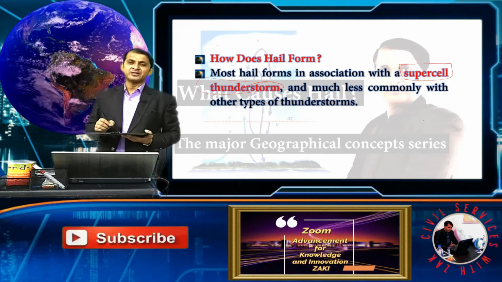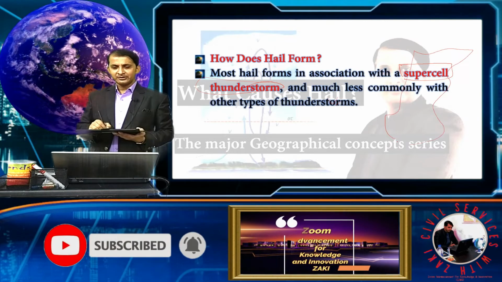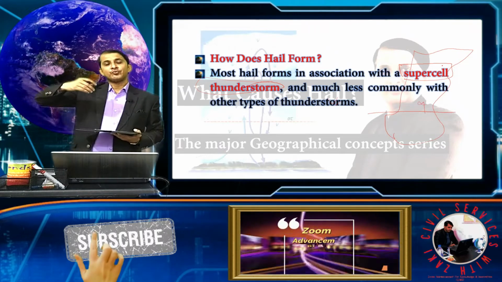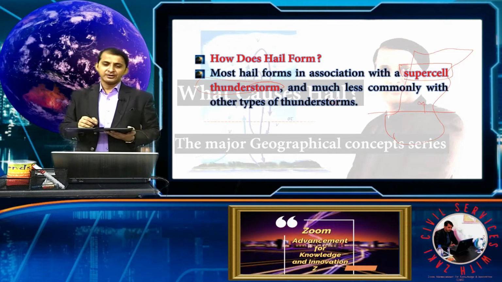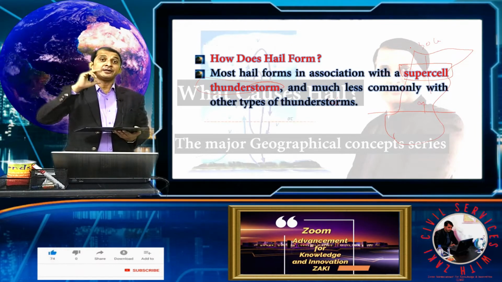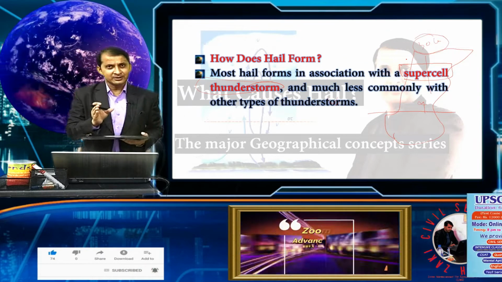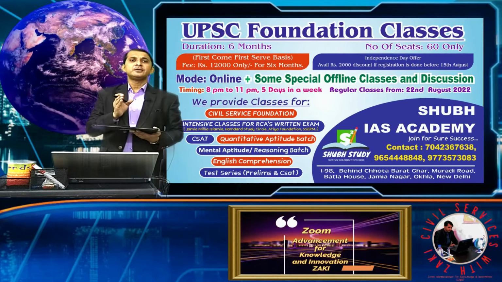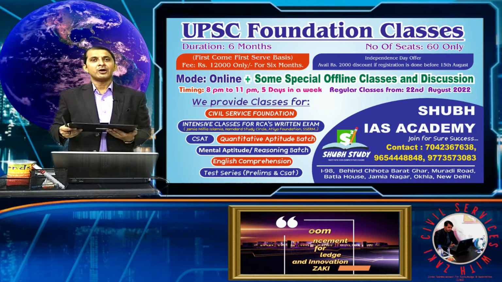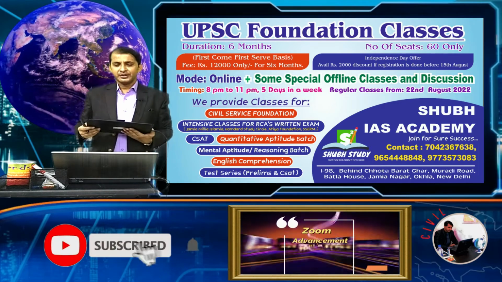Supercell thunderstorm is basically related to the cumulonimbus cloud, and it is a very high vertical cloud like this. This cloud goes beyond the troposphere and into parts of the stratosphere. Sometimes this type of supercell is 30 kilometers or more than 30 kilometers high. What is a supercell thunderstorm, what is a single cell thunderstorm, and what is a multi-cell thunderstorm? If you want to know more about all that, then you can join our regular lecture, currently running in various coachings in Delhi and NCR.